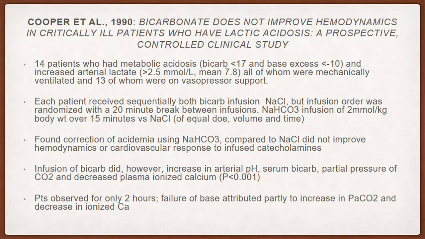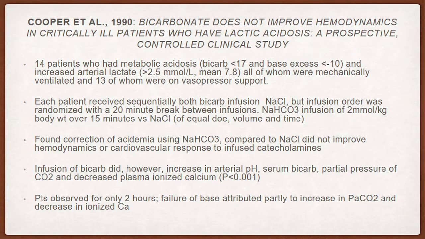So this 1990 study was one of the two studies cited by the Surviving Sepsis guidelines as evidence for the recommendation on sodium bicarb use. There were 14 patients who had metabolic acidosis, bicarb less than 17, base excess less than -10, and increased arterial lactate greater than 2.5, all of whom were mechanically ventilated and 13 of whom were on vasopressor support. Each patient received subsequently both bicarb infusion and sodium chloride, but the infusion order was randomized with a 20-minute break in between infusions. The dose was 2 millimoles per kilogram body weight over 15 minutes versus sodium chloride of equal dose, volume, and time.